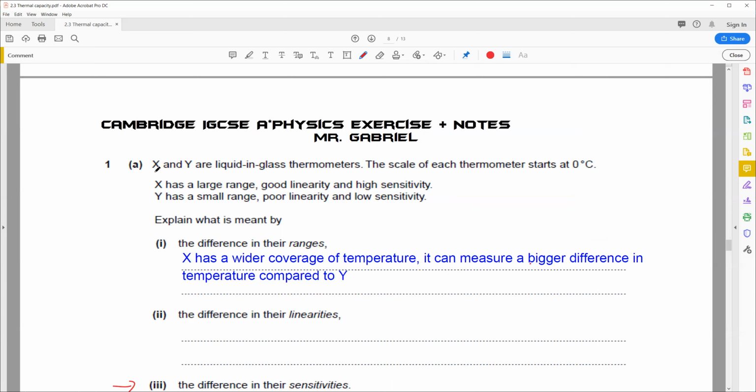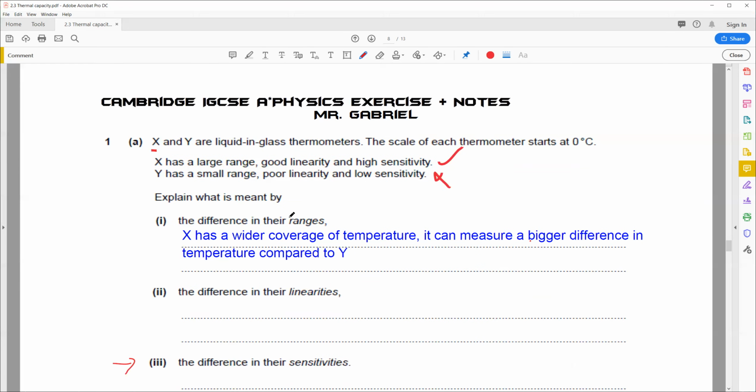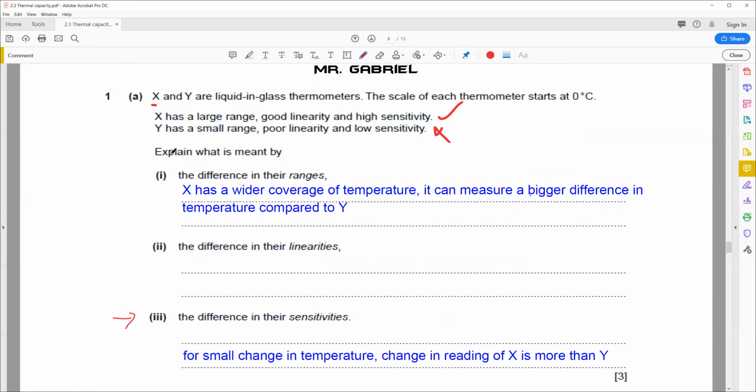If you look at this question here, it says that X and Y are liquid-in-glass thermometers. The scales of each thermometer start at 0 degrees Celsius. X has a large range, good linearity, and also high sensitivity. Y has a small range, poor linearity, and also low sensitivity. Basically, this is a good thermometer, and this is a really bad thermometer, right? So in this question, they ask you to explain what is meant by the difference in their range.